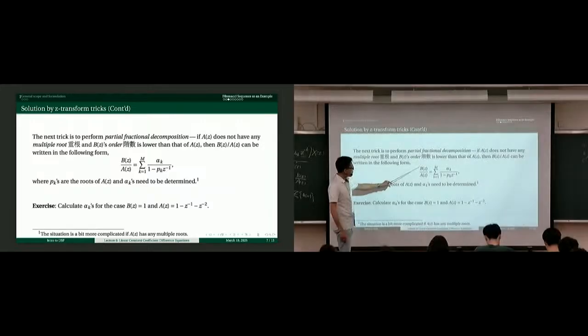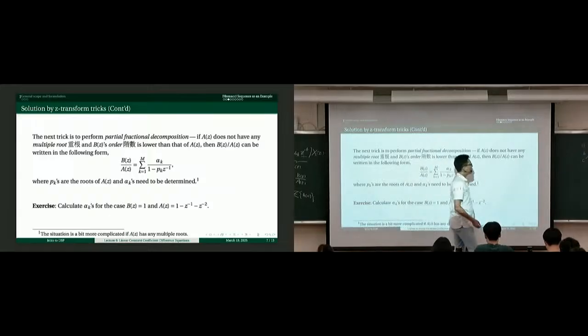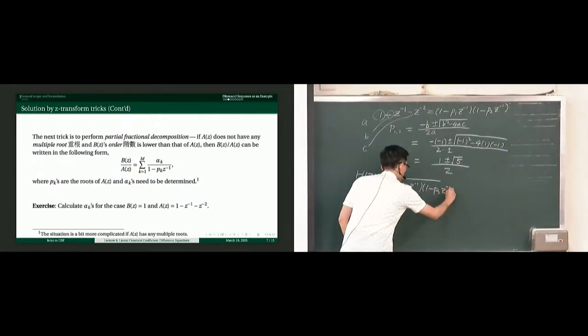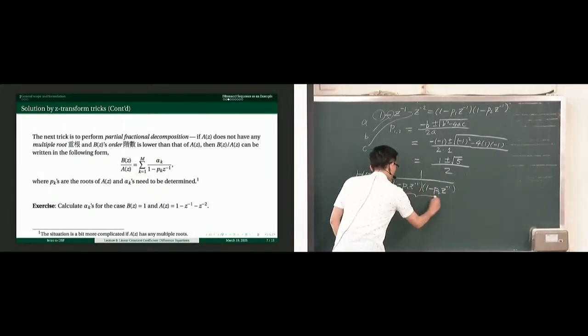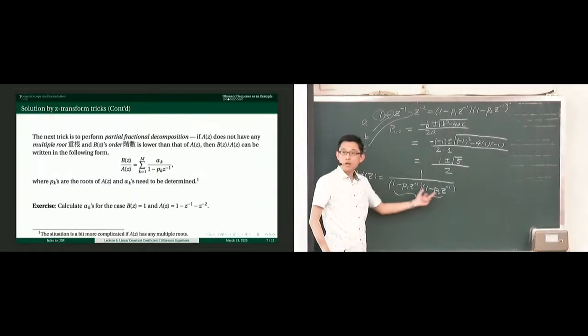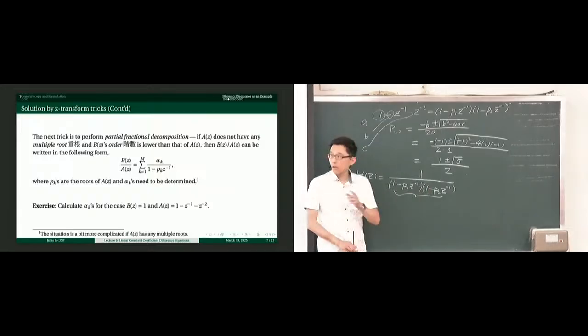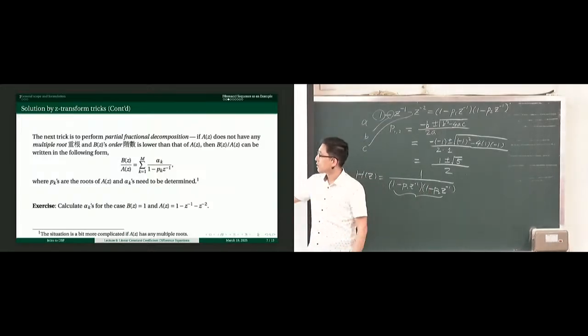So remember that this is H of z, B divided by A, that's H of z. We have shown that H of z is a factorization in terms of the product of two terms, 1 minus p1 z inverse and 1 minus p2 z inverse. This is a product way of expressing H of z, but it has another expression.